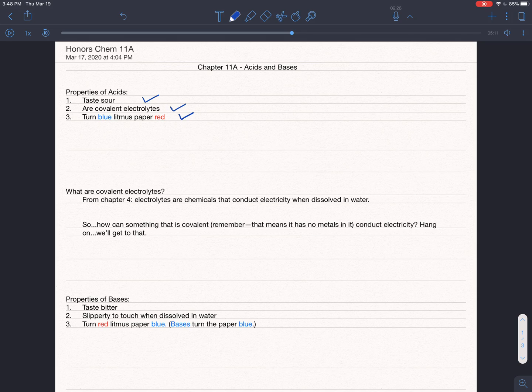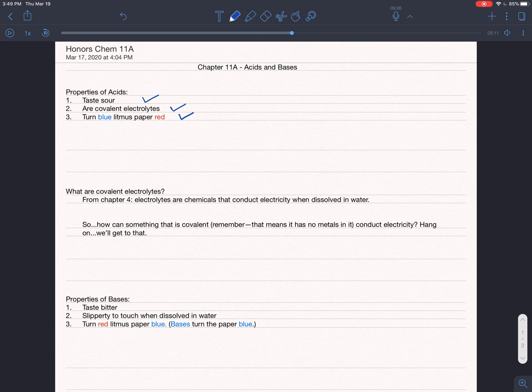For an acid, if you put blue litmus paper in an acid, it will turn red. Now you need to understand that if you put blue litmus paper in a base, it will do nothing. It will stay blue. But blue litmus paper exposed to an acidic solution will turn red. Okay, so those are three properties of acids.